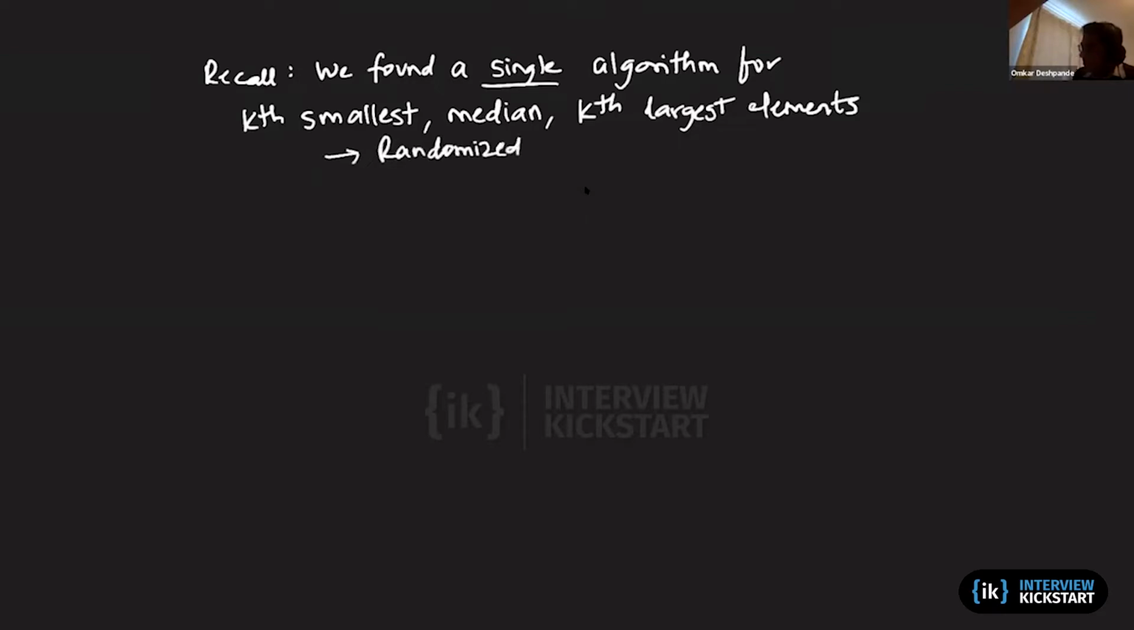So we didn't try to design an algorithm specifically for the median. We solved a more general problem, and if we could do it for a general kth smallest or kth largest, then all we had to do was to put k equal to n by 2, or n by 2 plus 1 or something like that, and get the median.